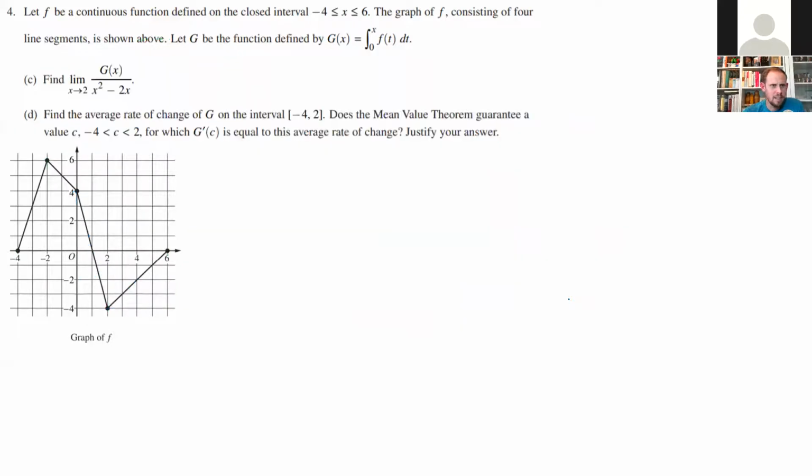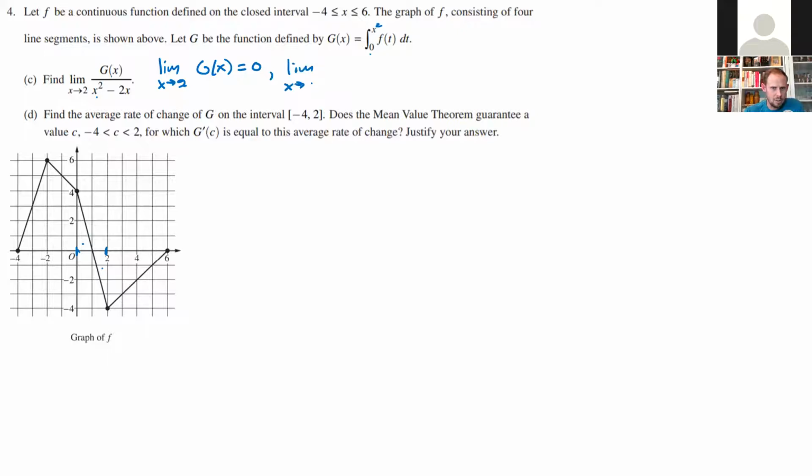All right. Part C. Find the limit as x goes to 2 of g of x over x squared minus 2x. I'm going to just go ahead and guess that this is probably going to be L'Hopital's rule, because if I plug in 2 on the bottom, I'm getting 0 on the bottom. So if I want to use L'Hopital's rule, I've got to split it up. So let's see, what's the limit as x goes to 2 of g of x? Is that also going to be 0? Well, that'd be the integral from 0 to 2. From 0 to 2, we just said this was the positive part, that was the negative part. They canceled out. So that equals 0.